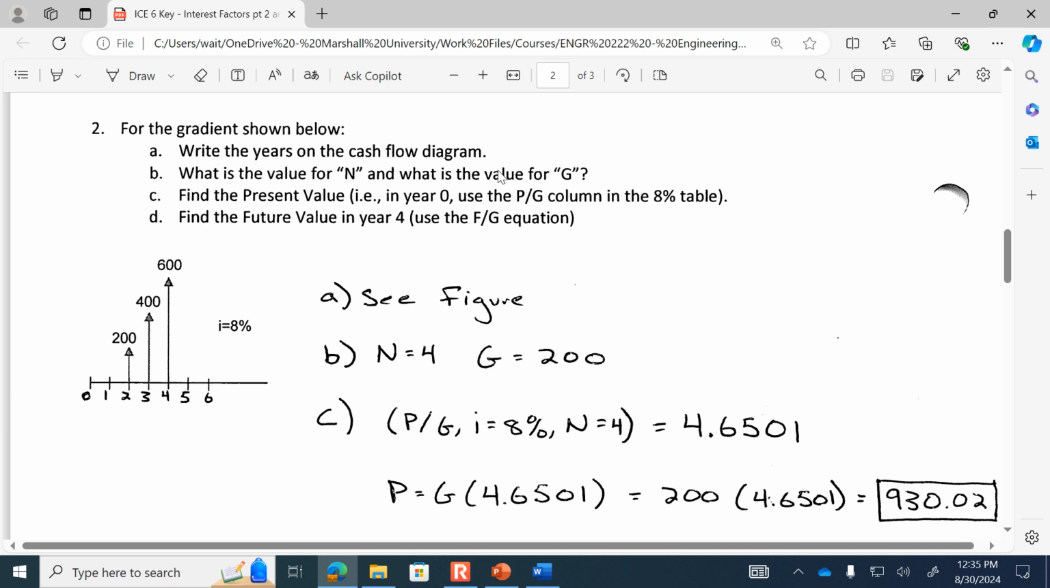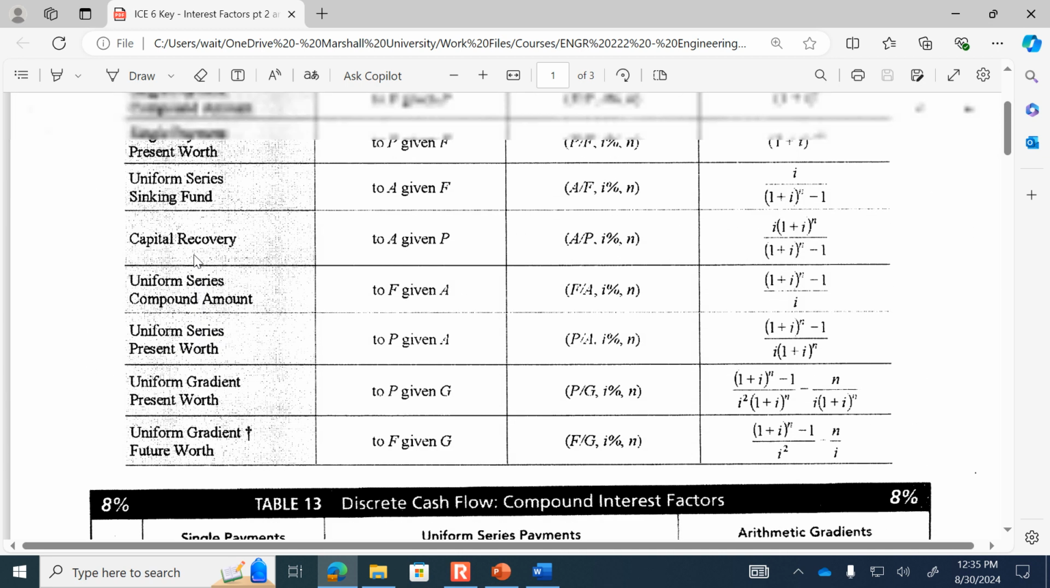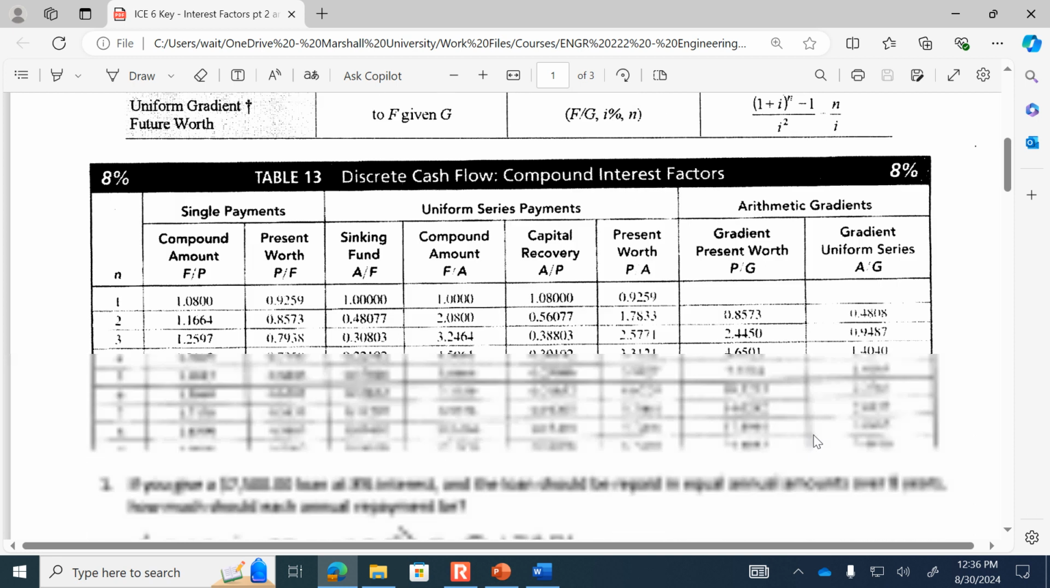And then the third part, I asked you to use the equation method. So the F/G equation for part D. Find the lump sum single value in year 4. So the F/G equation, here's that. 1 plus I to the n minus 1, divided by I squared, and then that whole quantity, subtract n divided by I.